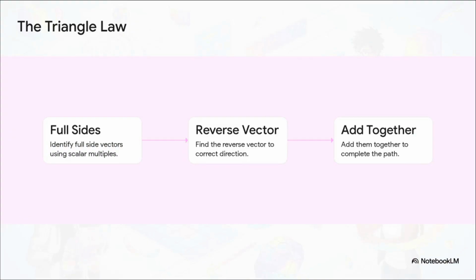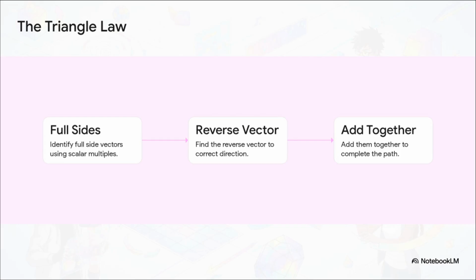To make this completely foolproof, I like to break the triangle law down into a strict 3-step checklist. First, step 1, identify your full-side vectors using scalar multiples. Basically, if you only have a piece of a line, figure out what the whole line is first. Step 2, find the reverse vector. If you suddenly need to walk backward down a one-way street, you've got to account for that mathematically. And step 3, just add them together to complete your detour.